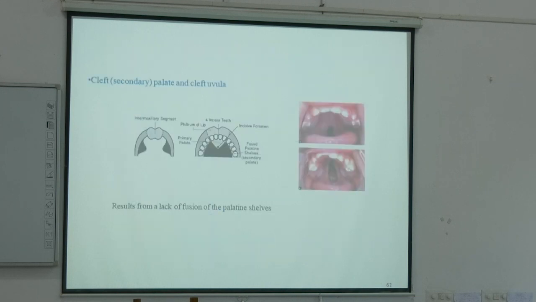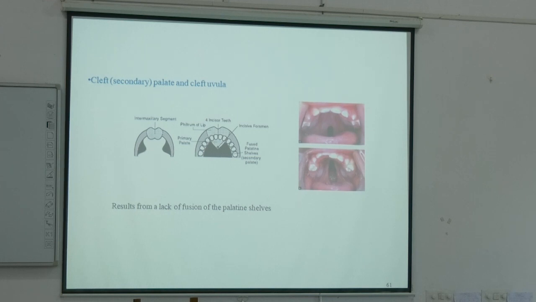Coming to the classification, it may be a primary palate or secondary palate defect, which may be partial or complete. How are these formed? If it is a primary palate defect, that means the intermaxillary segment is not meeting on the right and left sides. If it is a secondary palate defect, that means the palatine shelves are not coming together, that is, the maxillary prominences of the right and left are not meeting properly, leaving a gap, and that leads to this problem.